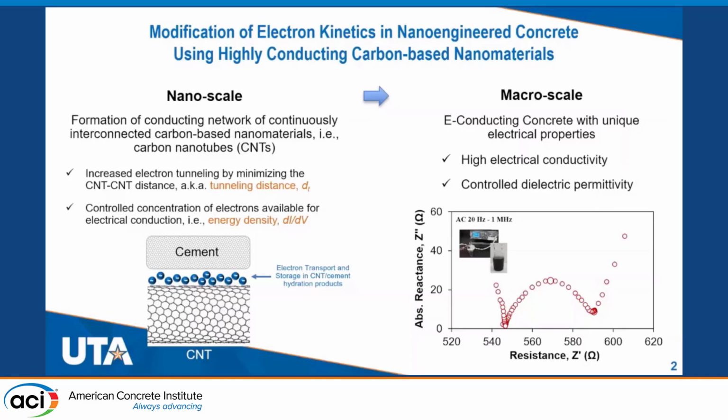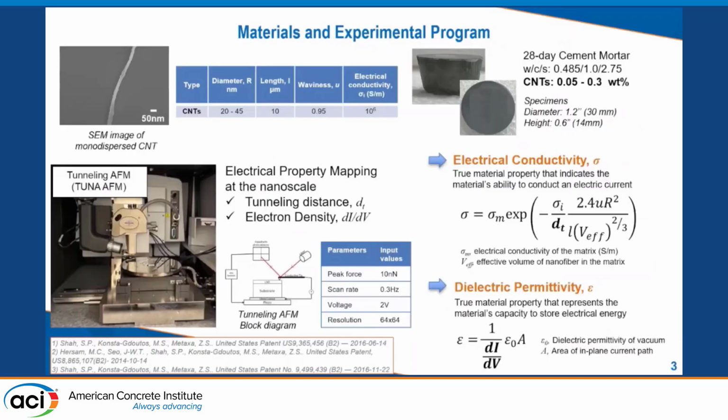And when we talk about the nanoscale, there are two critical parameters that we need to evaluate, to study. The tunneling distance, which is the tunneling of electrons from the interconnected nanomaterials, and the energy density, which is the concentration of electrons available for electrical conduction. And I will walk you through this in my presentation.